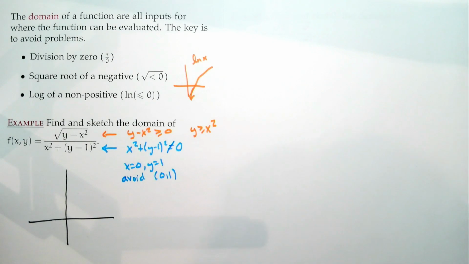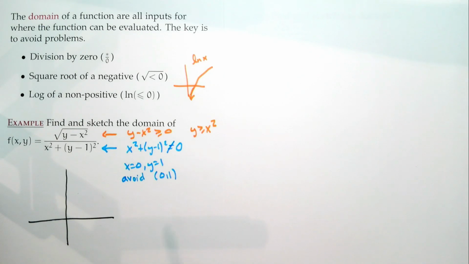Okay. So, x squared plus y minus 1 squared not equal 0, and y greater than or equal to x squared. Well, let's start with y greater than or equal to x squared. So if I want to sketch this, this is a region. In other words, it's not just a curve. The inequality says I'm going to have a larger thing.